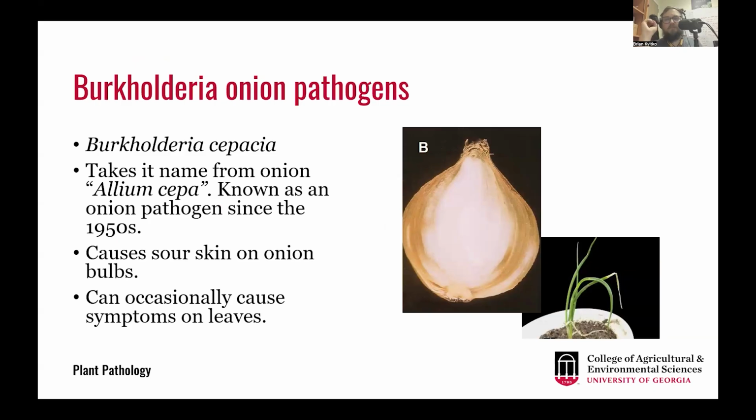The pathogens that we're going to talk about today, the ones we're particularly focused on in this project, are Burkholderia cepacia, which takes its name from onion, Allium cepa, so cepacia, of onion. It's been known to be an onion pathogen since the 1950s. It causes a disease called sour skin on onion bulbs, and I think you can probably get some sense of why it's called that. It makes the onions smell acidic and vinegary, and it smells bad. You can occasionally get symptoms caused by this pathogen on the onion leaves as well as the bulbs.